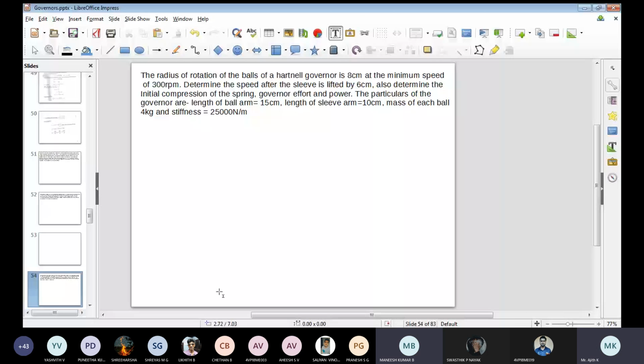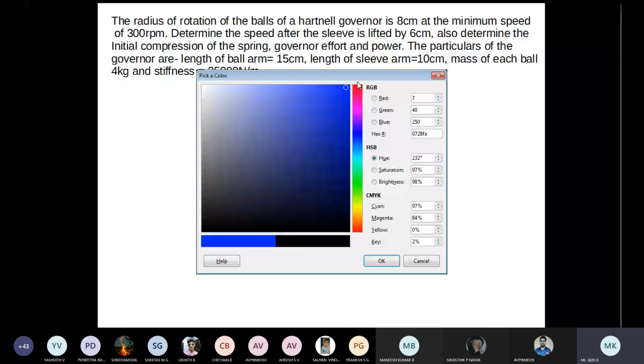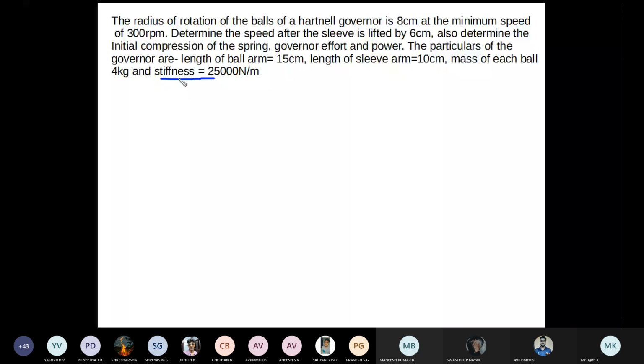So after noting down all the given values, here the last detail is spring stiffness. Spring stiffness is small letter S. Small letter S is 25,000 Newton per meter.